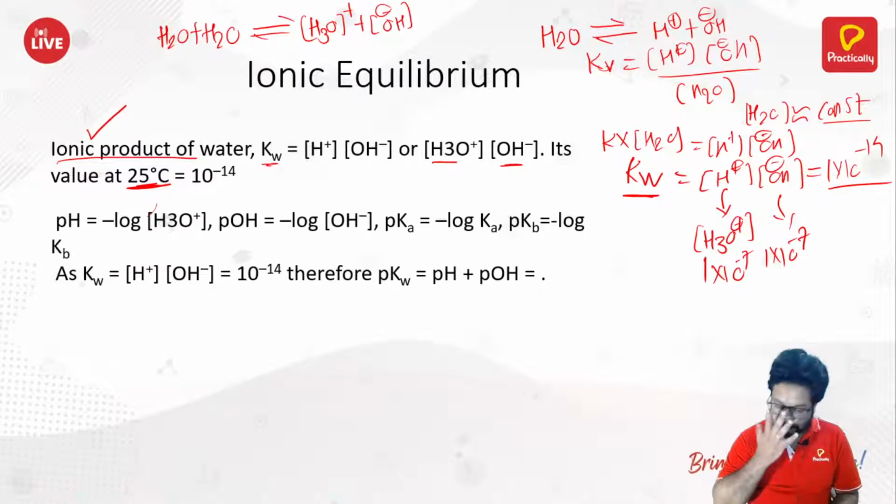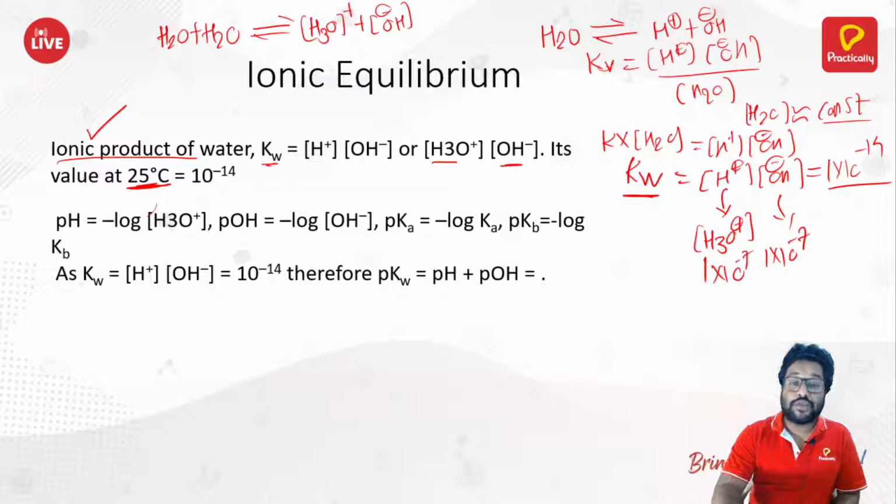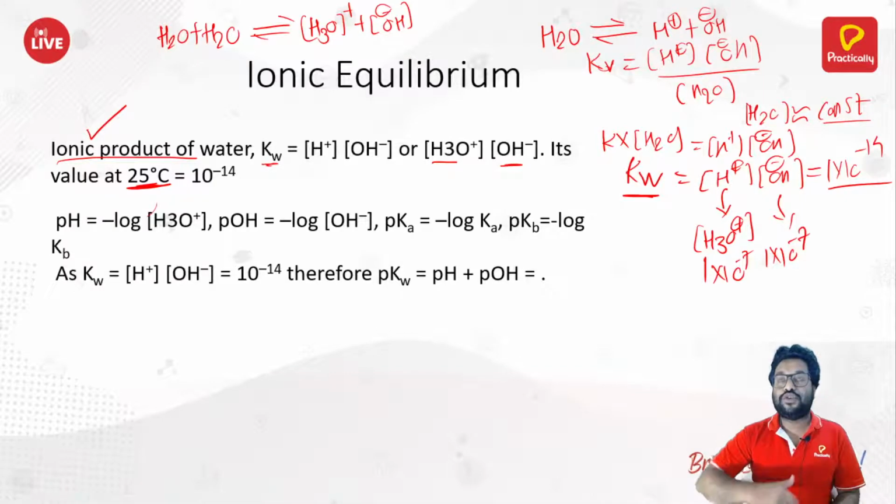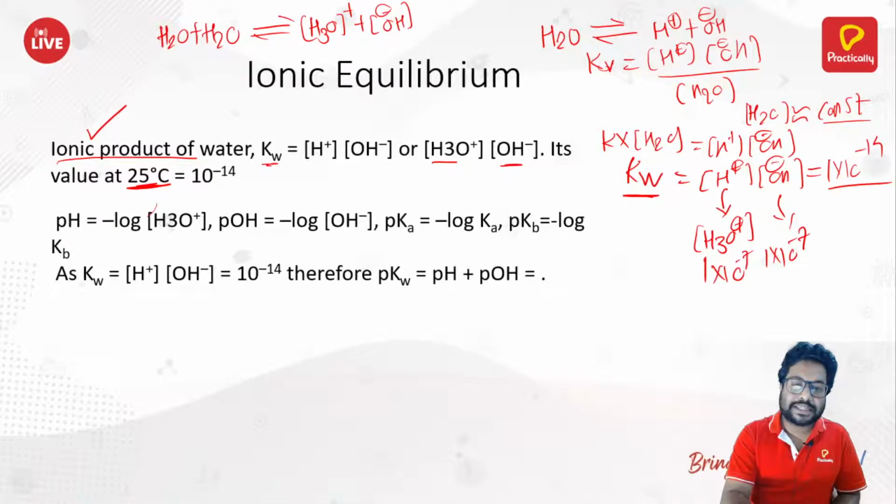And remember, if you increase the temperature, this value of 10 raised to minus 14 will surely change, because on increasing the temperature, water will dissociate more and more, and then you will have more concentration of H plus and OH minus. That is why on increasing the temperature, the ionic product of water changes.